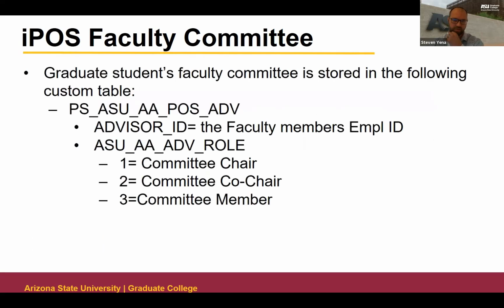And this information we store in a custom table called PS ASU AA POS ADV. The advisor ID is the faculty member's employee ID, and then you can get the role. So 1 equals committee chair, 2 equals co-chair, and 3 equals committee member.